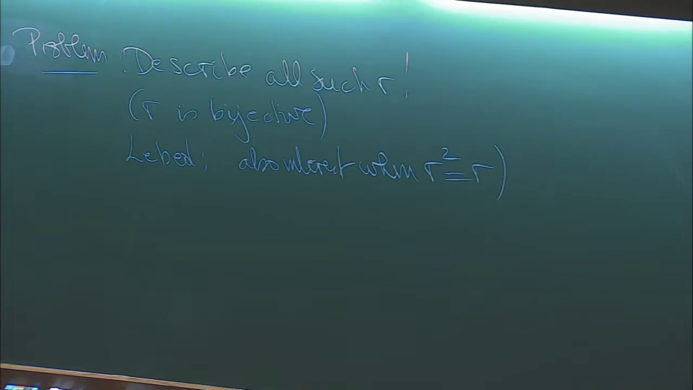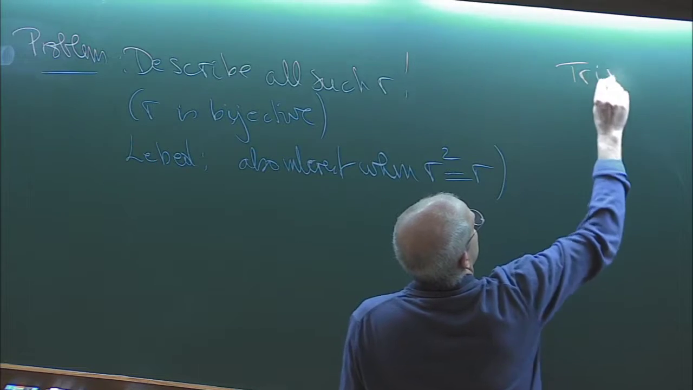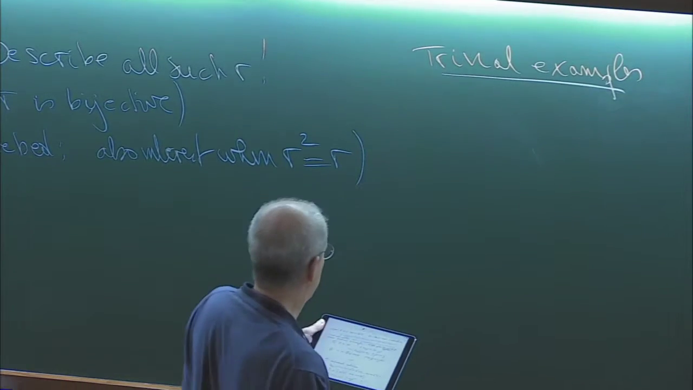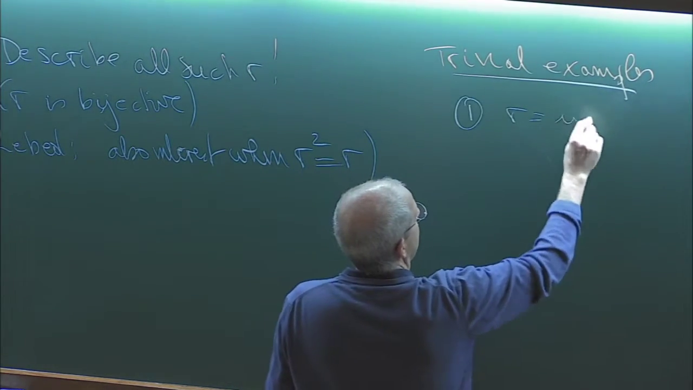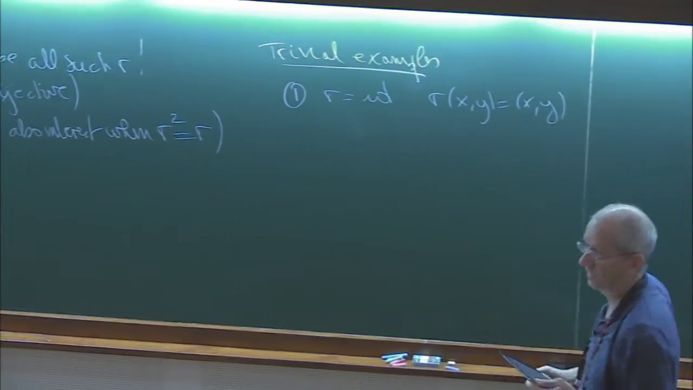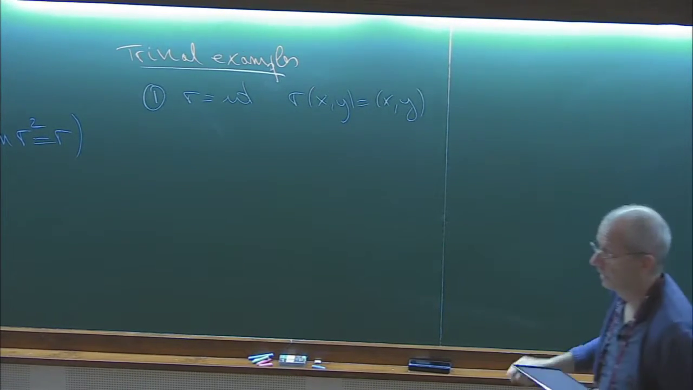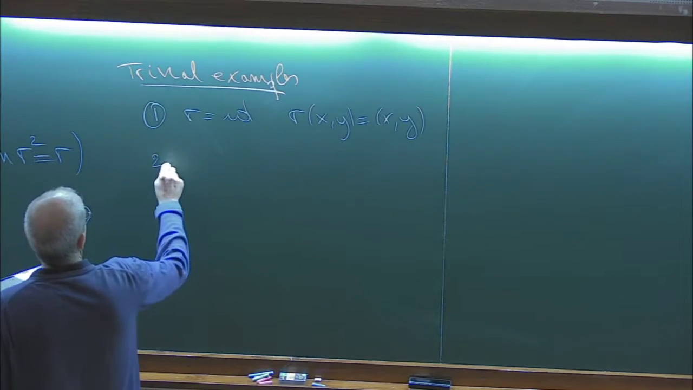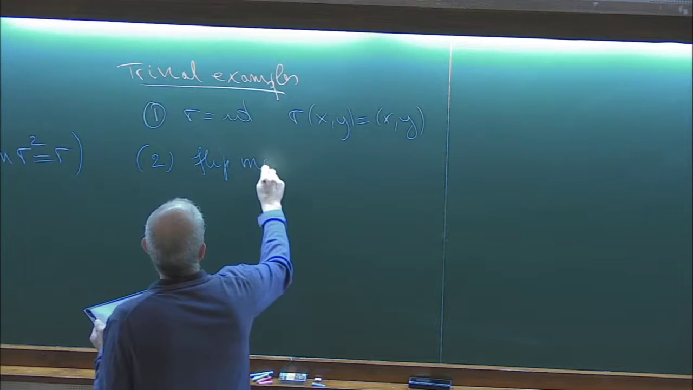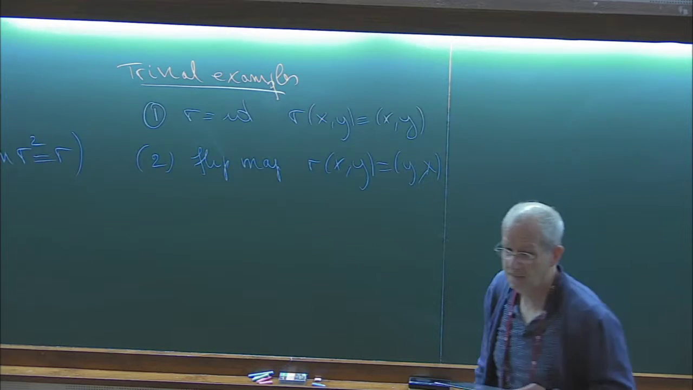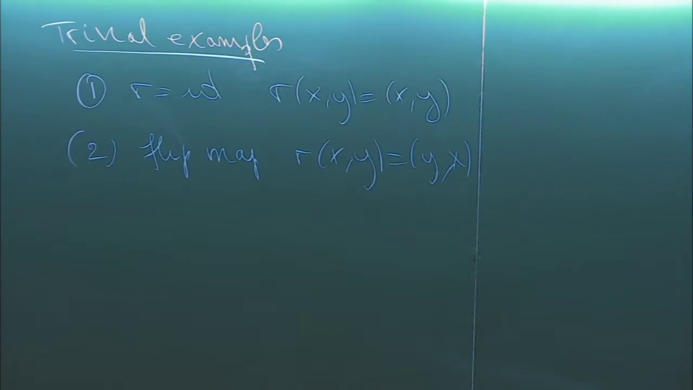Let me give you a couple of trivial examples, because it's relevant for later. The first trivial example is r equal to the identity mapping. Of course, it satisfies this. It's a solution, but I'll tell you later that this is a very bad solution in some sense. The second one is the flip map. To verify, you interchange x and y for x and y, and it satisfies the equation.